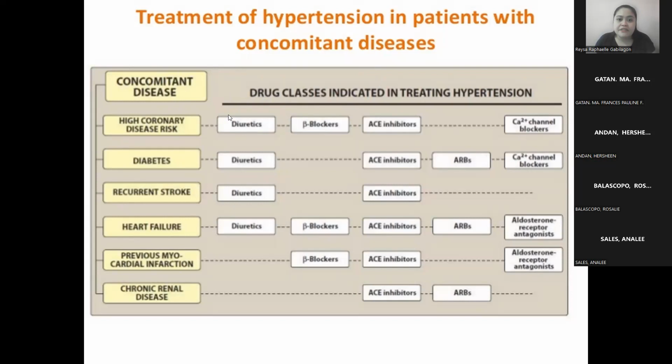The patients may receive diuretics. The physician may also prescribe beta blockers, ACE inhibitors, and at the same time, calcium channel blockers. So what is missing here are the ARBs. Ito lahat yung mga drugs natin for hypertension ha. So lahat sila for hypertension pero hindi sila lahat pwedeng gamitin sa may mga concomitant na sakit. So the ARBs class may not be given to patients with high risk of having coronary disease.